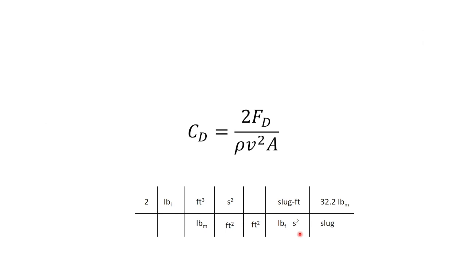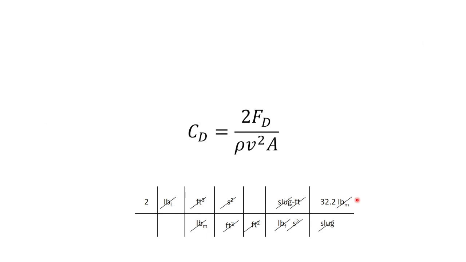So that's going to get rid of my pound force and one of my extra feet and my second squared, but now I've introduced slugs. I've still got that pound mass. Well, I know 1 slug is equal to 32.2 pounds mass. And so now my pounds force cancel out. My 1, 2, 3, 4 feet in the numerator cancel out the 1, 2, 3, 4 feet in the denominator. My pounds mass go away, my second squareds go away, and my slugs go away.